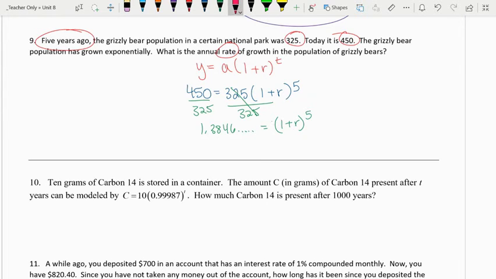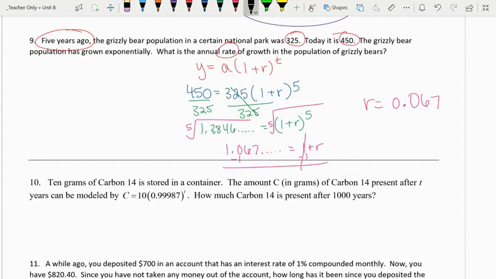Because now I need to get rid of the fifth power. So we would be taking the fifth root of that number without rounding. And we get 1.067, and so on, equals 1 plus r. And we would subtract 1 to get r to be 0.067, and so on. Now again, I want to make this a percent, so it would be 6.7%. You could round to 7, I would be okay with that.